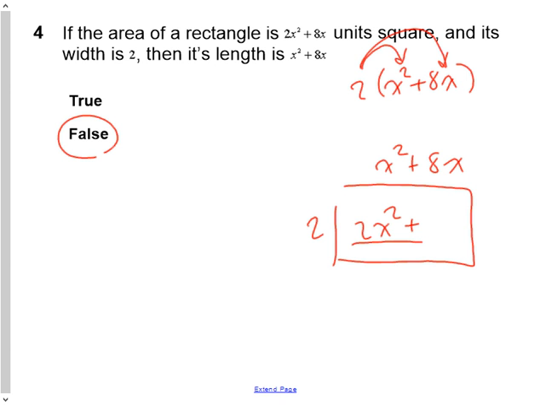what was it again? 8x. I would have to change this to 4x. Either way, you're proving that it's not true. It's false.